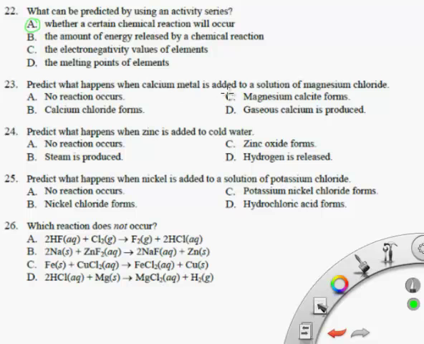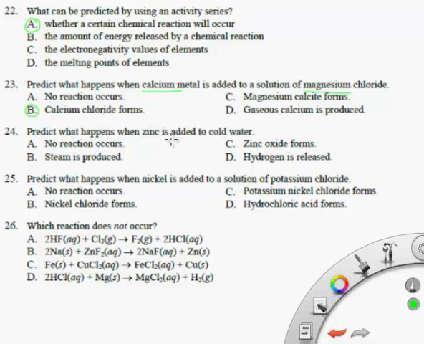Predict what happens when calcium metal is added to a solution of magnesium chloride. In this question, you'll need to pay attention to calcium, and you'll also need to pay attention to magnesium. These guys are both the metals. Look at them up on your activity series. If calcium is higher than magnesium, then the reaction will occur, and calcium will displace magnesium. Since calcium is in fact higher than magnesium on the activity series, the reaction does occur, and calcium chloride is formed.